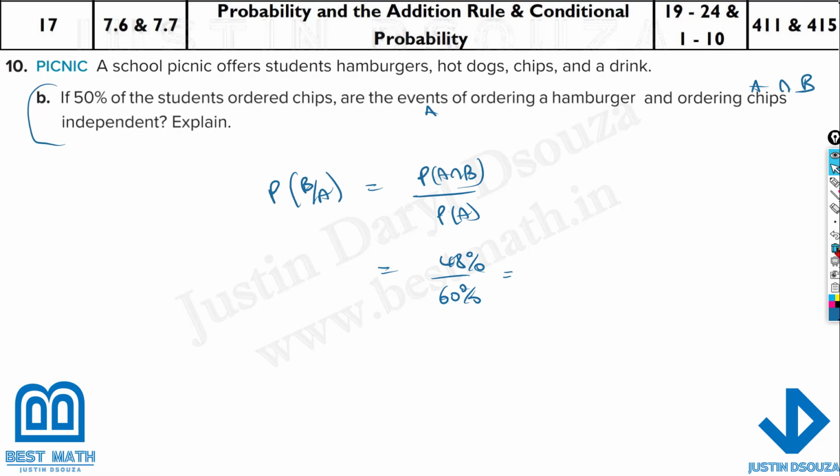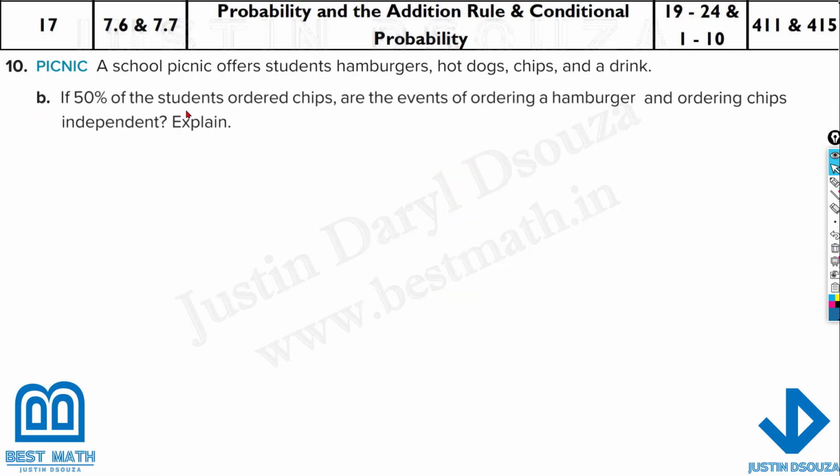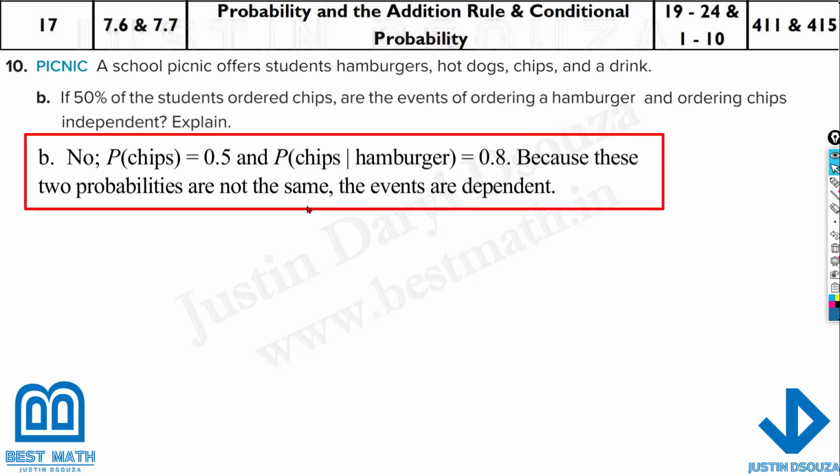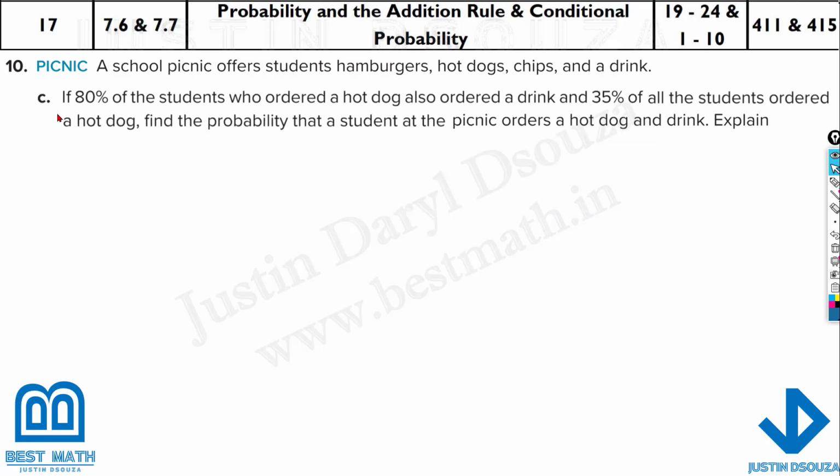Yes, that's it. So the next part of the question, if 50% of the students ordered chips, are the events of ordering hamburger and ordering chips independent? No, they're dependent on each other, right? Over here, the value we got was 80%. No, it's not the same. Here, it's no, they are dependent on each other.